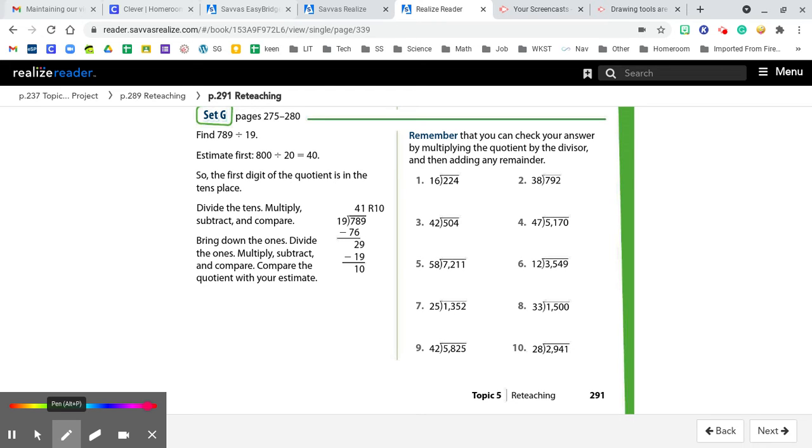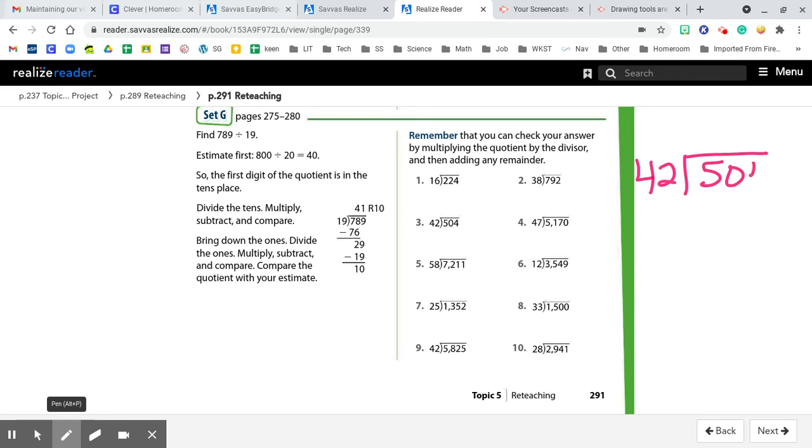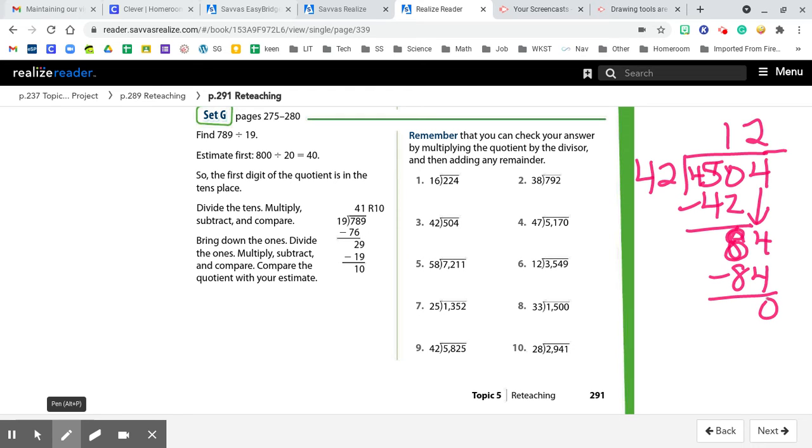Number 3, 42 into 504 goes one time. So we have a very badly written 8. Bring down the 4. 42 goes into 84 twice. 42 times 2 is 84. So we have no remainder on that one, just 12.